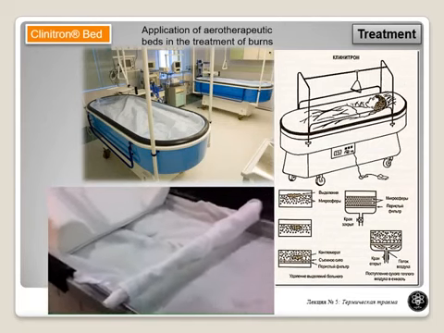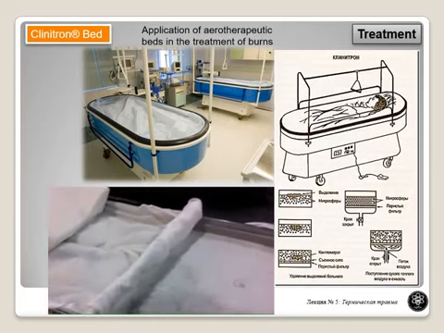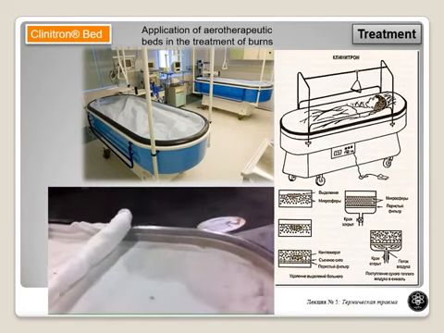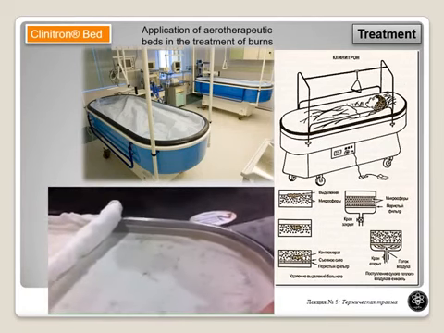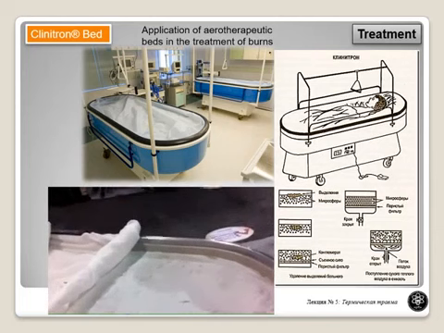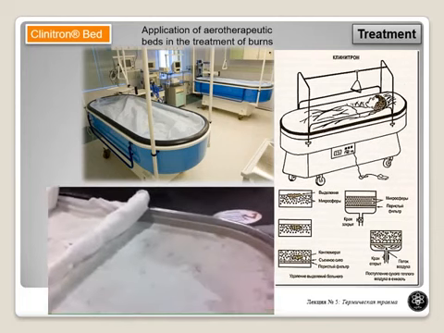Plus, a weightlessness condition is created from below. That is, the bed has a temperature of 36.6 degrees Celsius and is comfortable enough for the stay of a severely burned person.